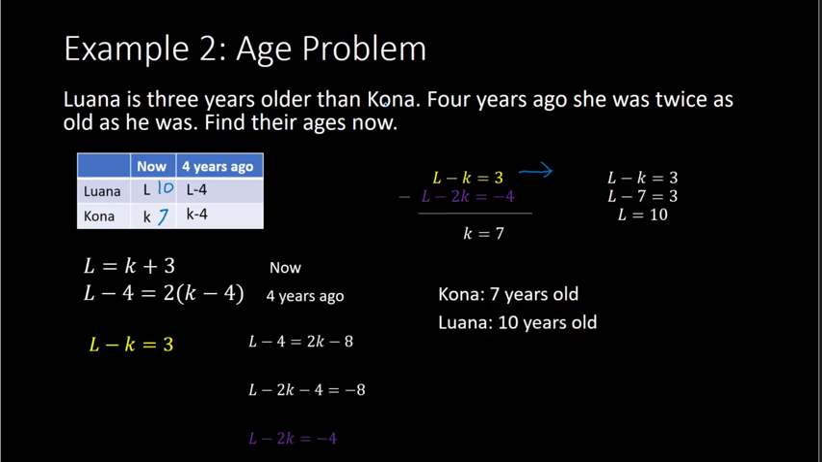And I can double check by thinking through if this is true. So the first statement says Luana is 3 years older than Kona. Well, yes, that works. So she is 3 years older. And then 4 years ago, she was twice as old. So 4 years ago, she would have been 6. He would have been 3. At that point, she would have been twice as old as him. So we have concluded that we do have the correct solution.